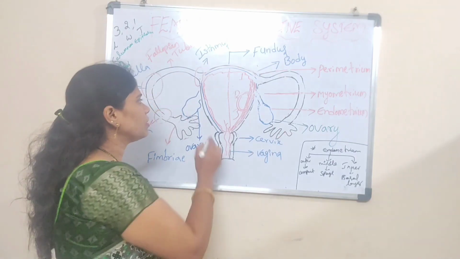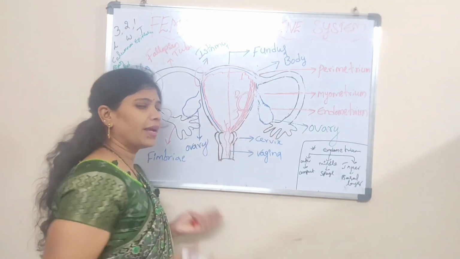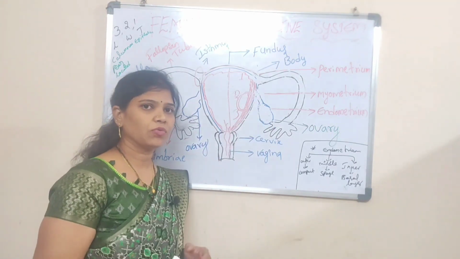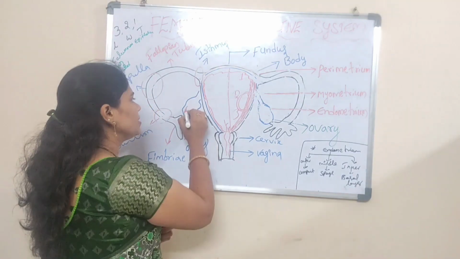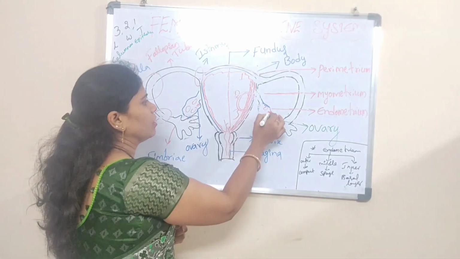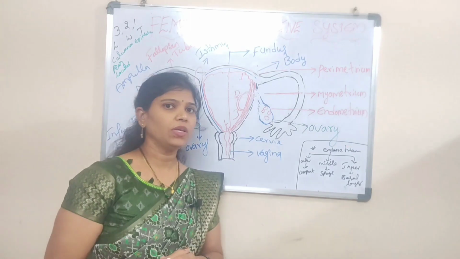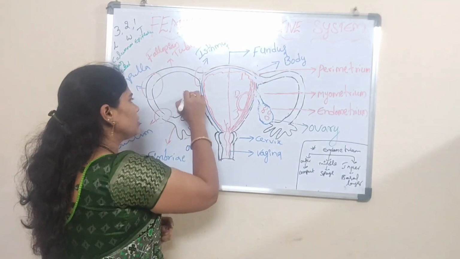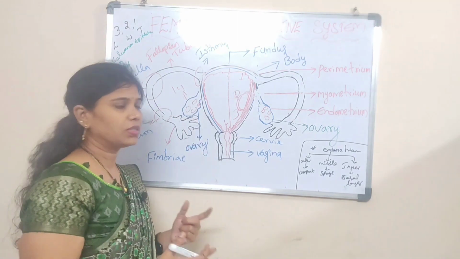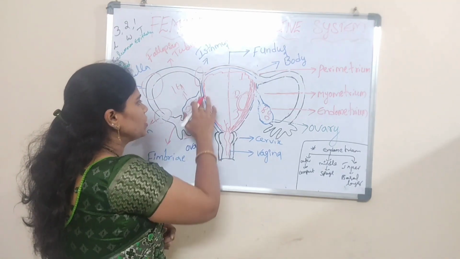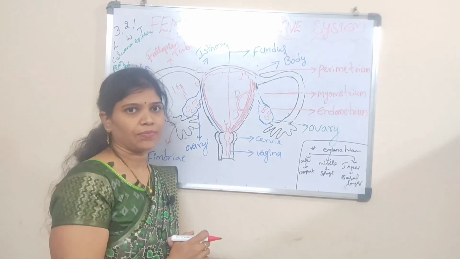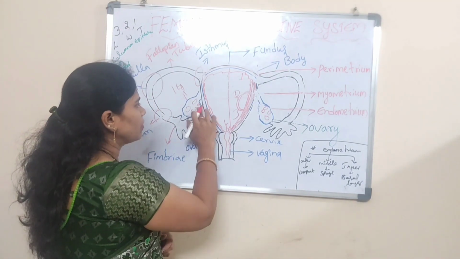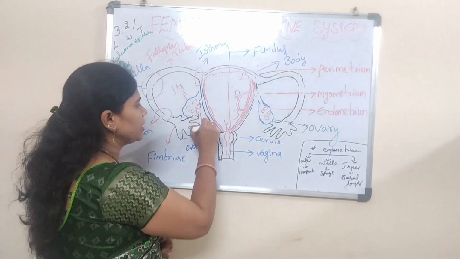And next we will discuss the ovaries. On each side of the uterine body we have an ovary. What is the main function of the ovaries? In the ovaries there is a presence of the female gametes, the ovums. What is the main function of these ovums? On the 14th day of the menstrual cycle, from the first day to the 14th day, one ovum is released from the ovary. That is called ovulation.